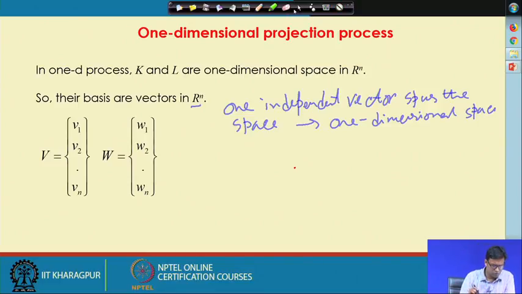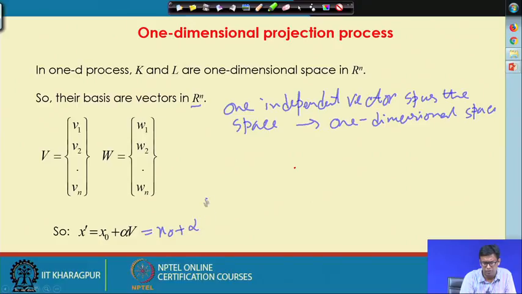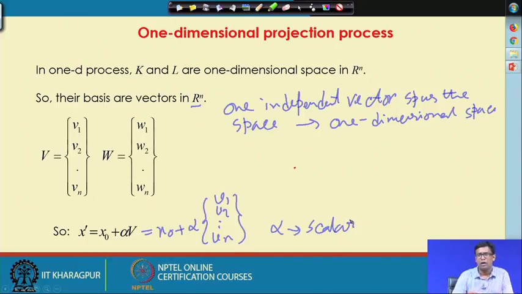So, we can write x' = x0 + alpha v, where this will be x0 plus alpha into (v1, v2). So, alpha is a scalar. Earlier y was coming to be a vector, but alpha is only one component, because it is a single vector. This is only a magnification or stretching of a single vector. So, alpha is a single scalar quantity.